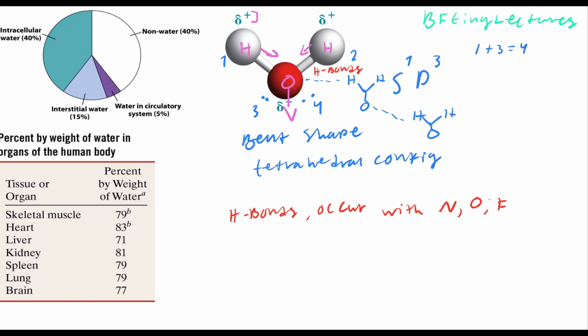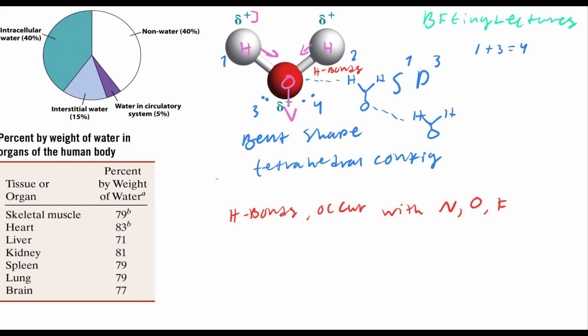H bonds by themselves are not that strong. But when you have millions and millions in one compound, it becomes amazingly durable, amazingly strong. So the more H bonds you have, the stronger the connections are. That's what makes H bonding so important within biochemistry. In biochemistry, you work with trillions of H bonds, and that's what makes it so strong.